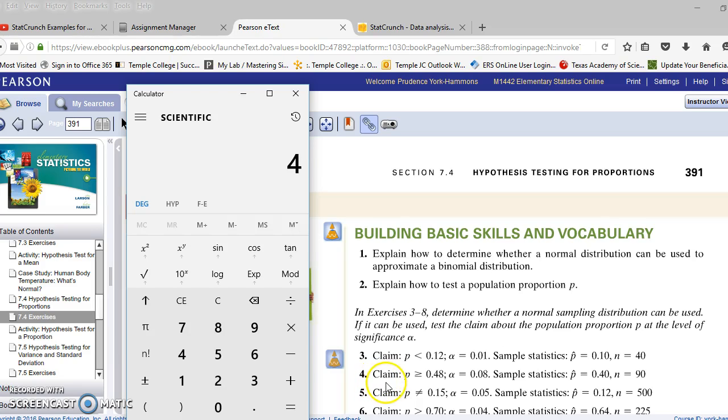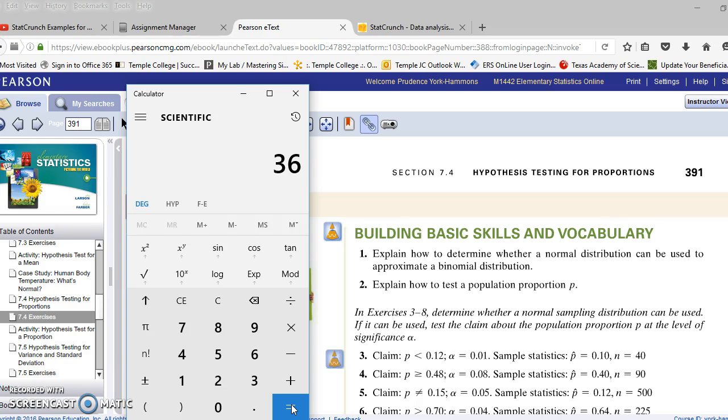Let's look at number 4. The claim is that the population proportion is greater than or equal to 0.48, alpha is equal to 0.08, and the sample statistics are p hat equals 0.40 and n equals 90. So I'm going to clear my calculator, and I'm going to take n times p, 90 times 0.40, and I get 36. So I know that n times p is greater than or equal to 5.